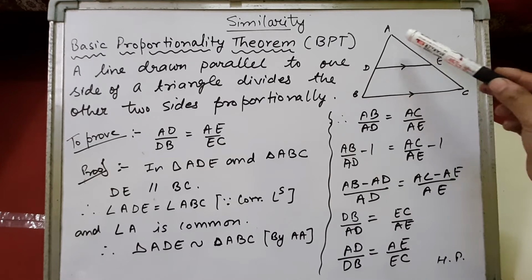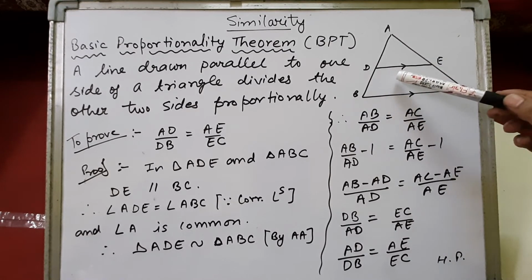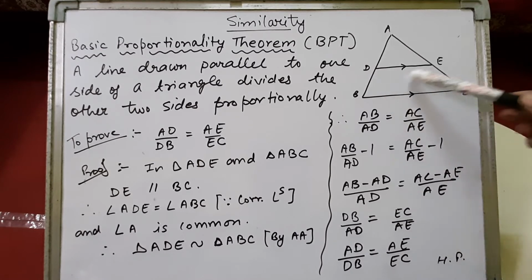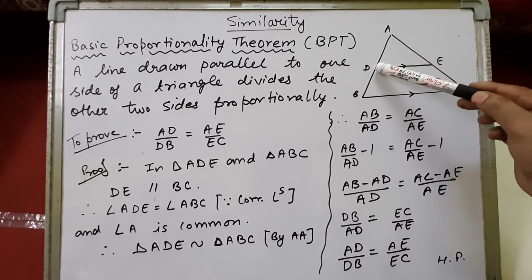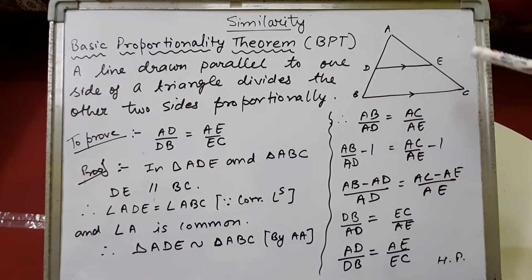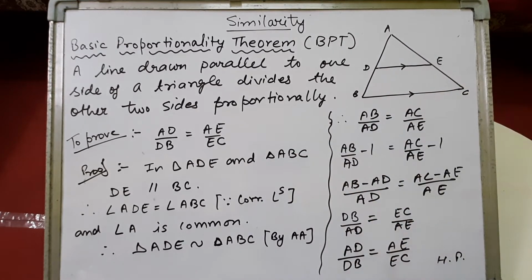That means, suppose this is a triangle ABC and there is a line DE which is parallel to the base, the third side. This line drawn parallel to the third side divides the other two sides proportionally. That means AD upon DB equals AE upon EC. This is what we have to prove: AD upon DB equals AE upon EC.